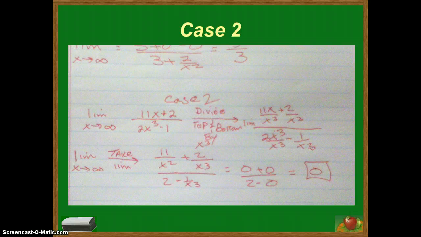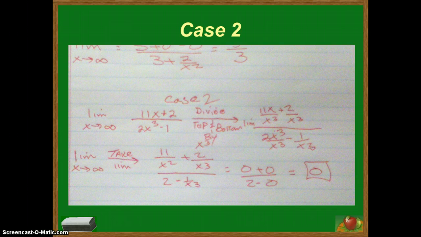Limit as x approaches infinity of 11x plus 2 over 2x cubed minus 1. Divide top and bottom by x cubed. Okay, so you get 11x over x cubed plus 2 over x cubed all over 2x cubed over x cubed minus 1 over x cubed. Take the limit. Okay, so I did some simplification. I get 11 over x squared plus 2 over x cubed over 2 minus 1 over x cubed.